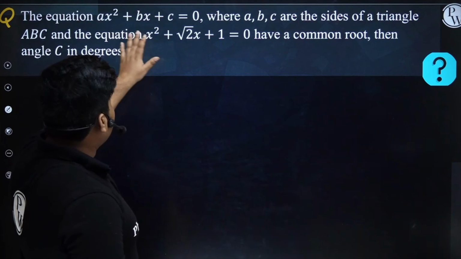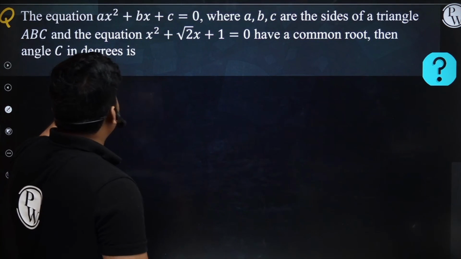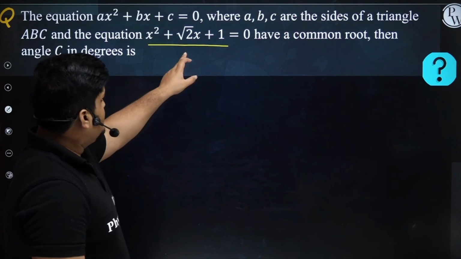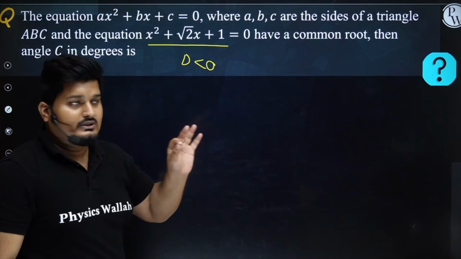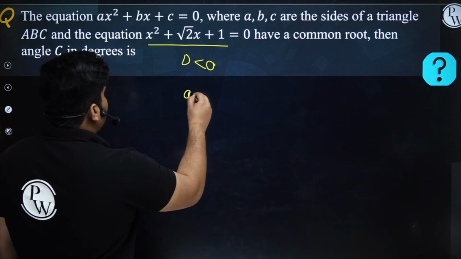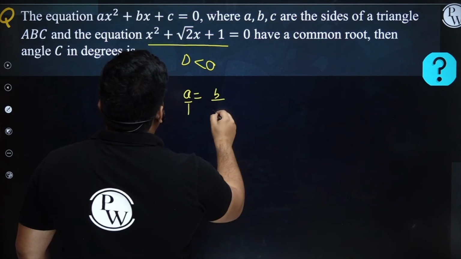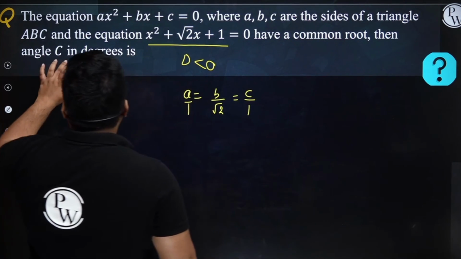The equation x square plus bx plus c, where a, b, c are sides of a triangle, and the equation have a common root, then angle C. You see how simple this is? This is having negative discriminant. D is negative. What does it mean? All the coefficients will be proportional. Or we can write that a upon 1 is equal to b upon root 2 is equal to c upon 1. Then the angle C in degrees.